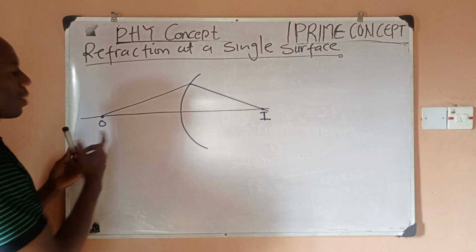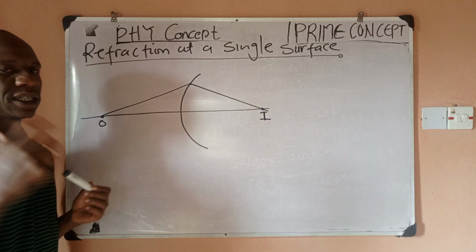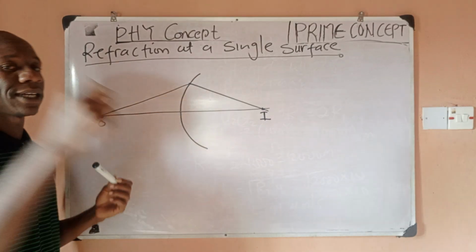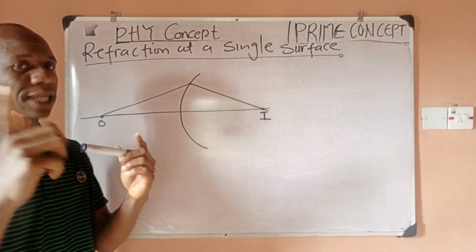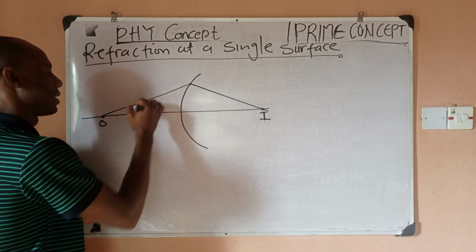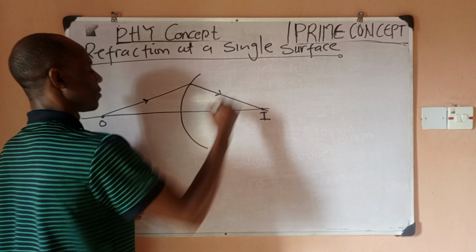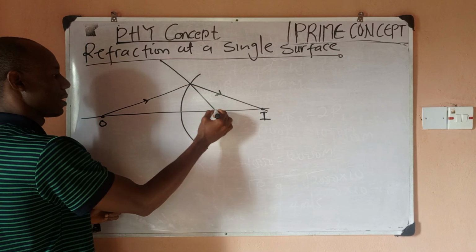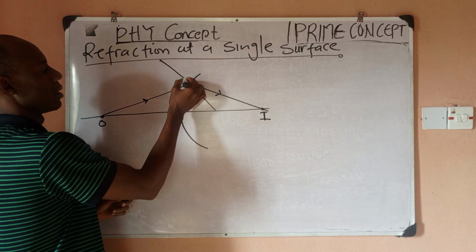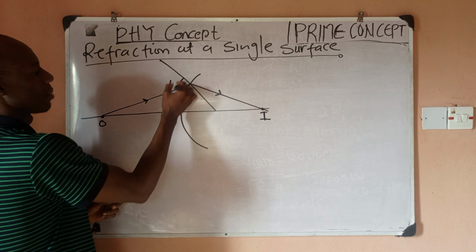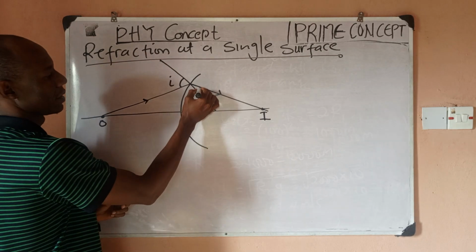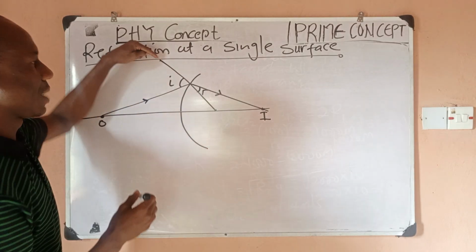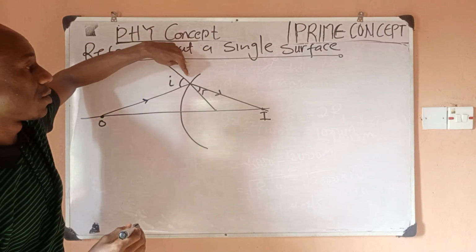Now, since we are considering refraction, there will be need for us to indicate the normal so that we can identify the incident ray and the refracted ray. This is our incident ray, this is our refracted ray. It means we need to have our normal. So this is our normal, right? Now, this angle, I'm going to call it I, and then this angle, I'm going to call it R.